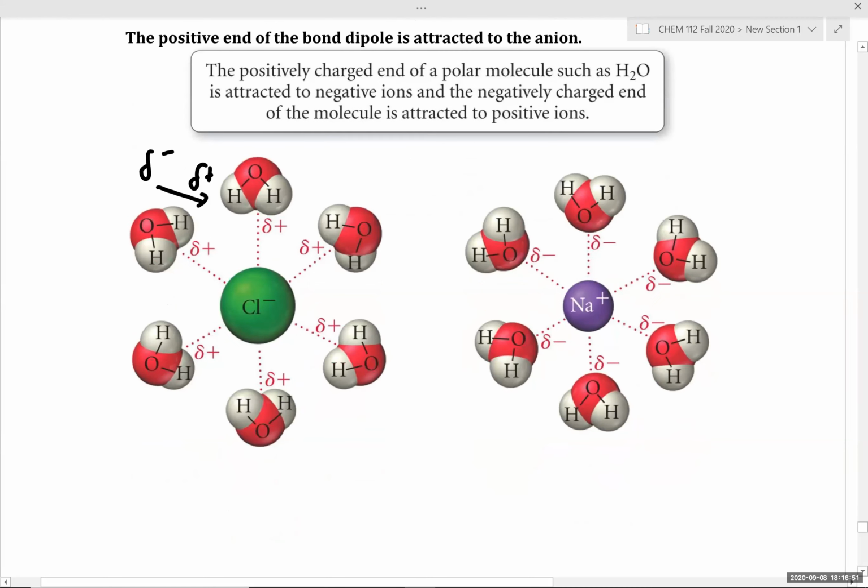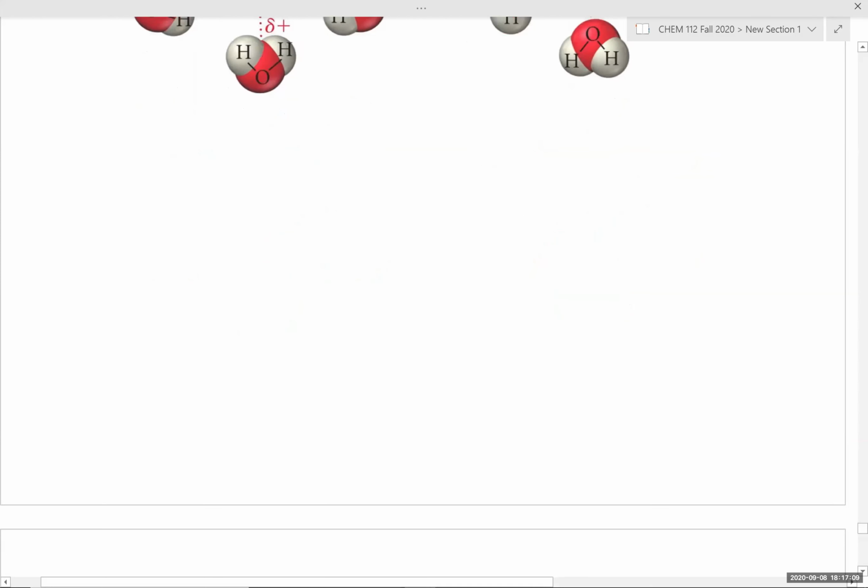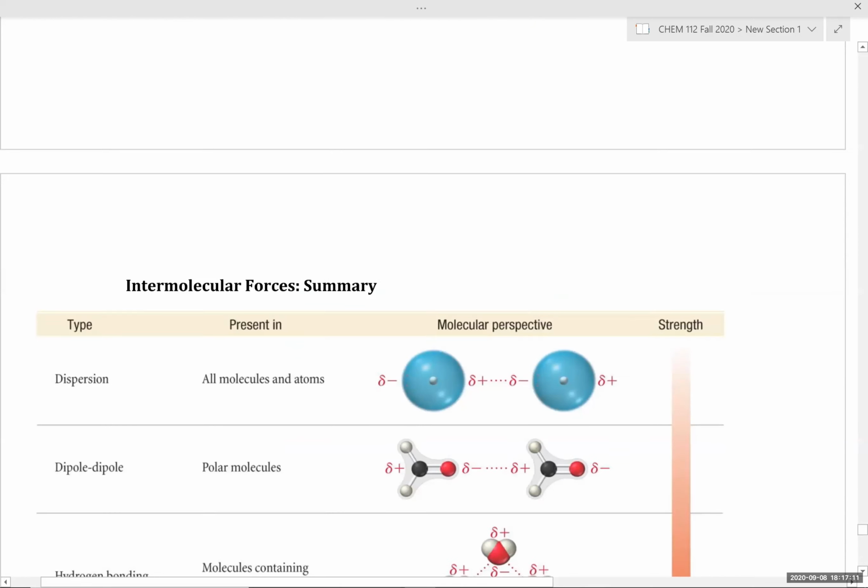Not too much to say here. Any questions on ion-dipole interactions? Any questions on this? If not, let's keep going now. And let's do some examples.